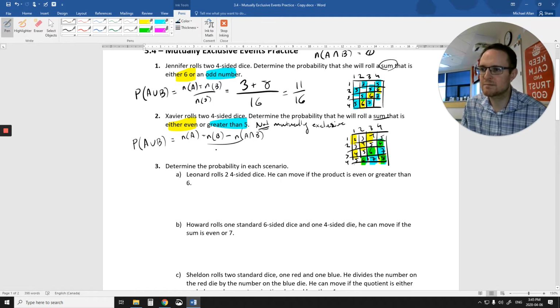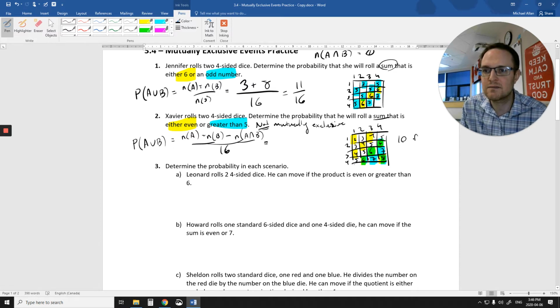And then we're going to divide this by the total sample space, which is going to be 16. Okay. So if I do this by the formula, we're going to see how this works out. You can see here, 1, 2, 3, 4, 5, 6, 7, 8, 9, 10. There are 10 favorable outcomes.